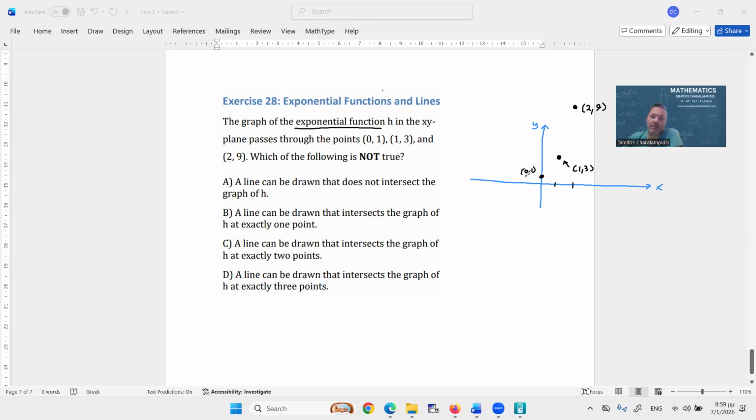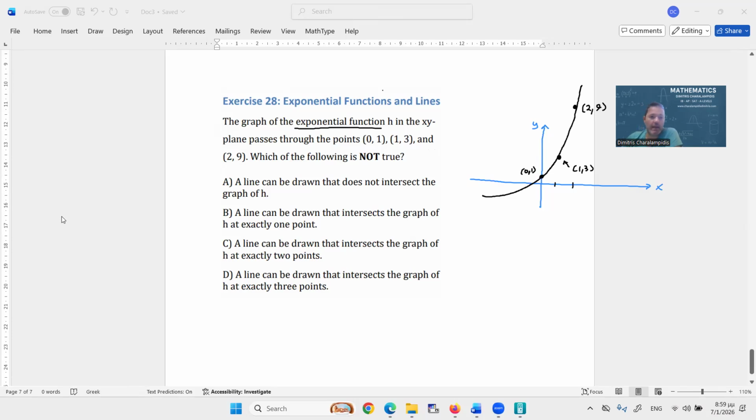And this means that the exponential function would look somehow like this. We don't know whether it crosses the axis or not. For now, we simply don't care. I'm going to draw it like that because I don't want to squeeze it on the axis. This could be the exponential function. Which of the following is not true?